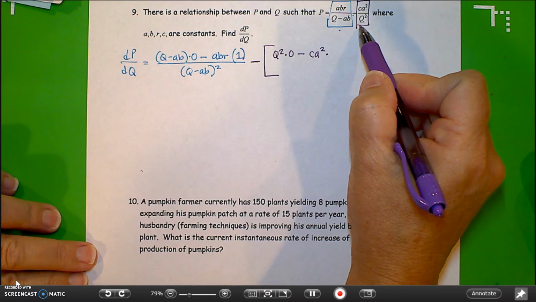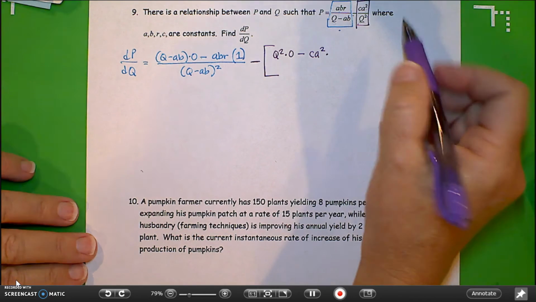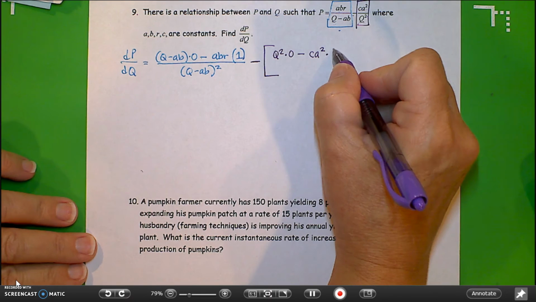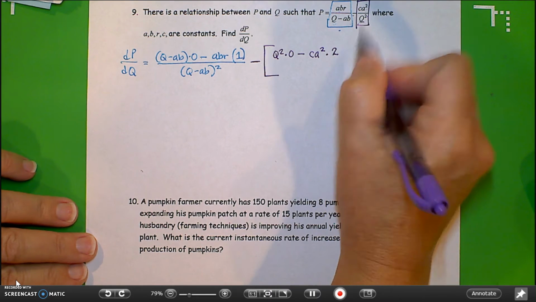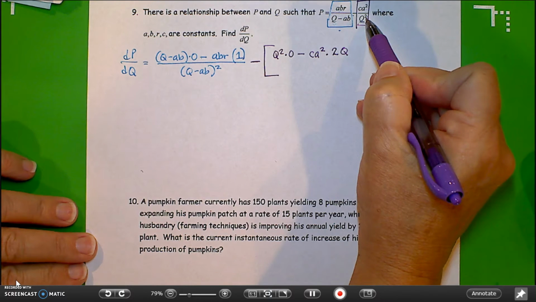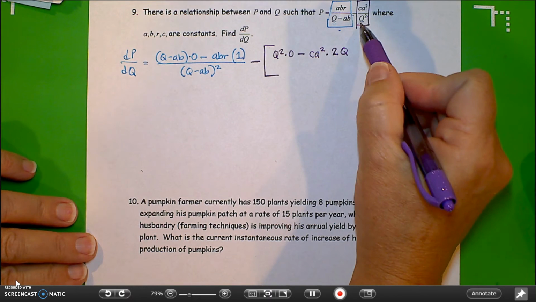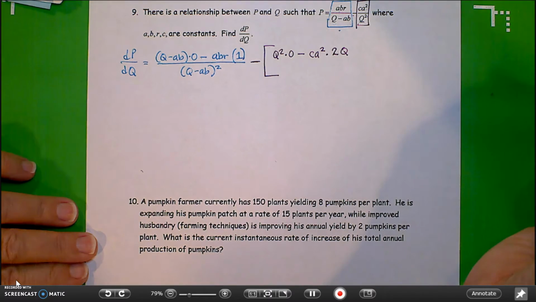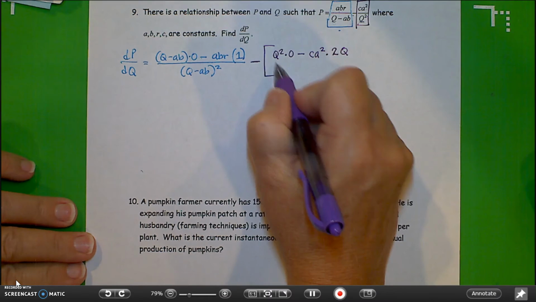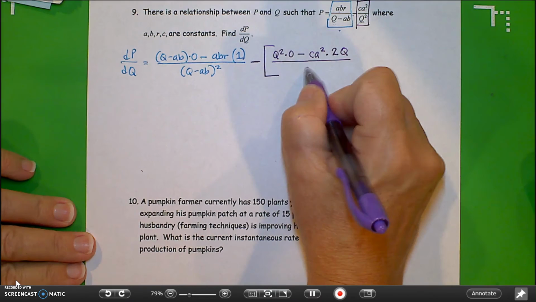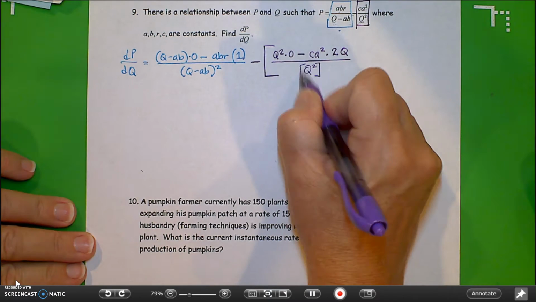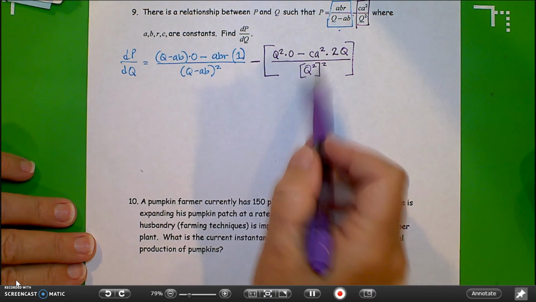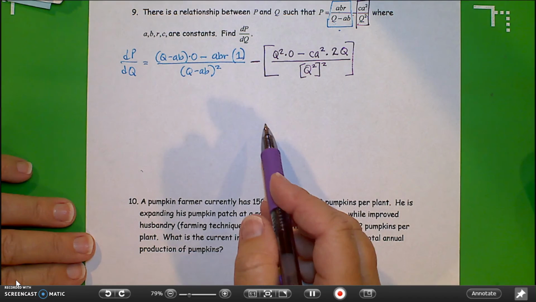Since q is our variable of interest, we're going to use the power rule here. 2 moves down to the front, the variable stays the same, and we subtract 1 from the power. So the derivative of q squared is just 2q. Just like the derivative of x squared is just 2x. All over the bottom, q squared squared. Okay, so that's what I have. Now I just need to simplify all this.